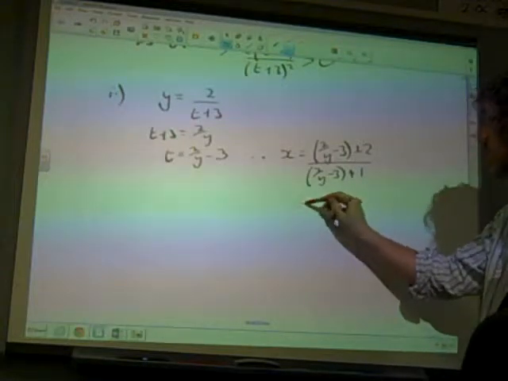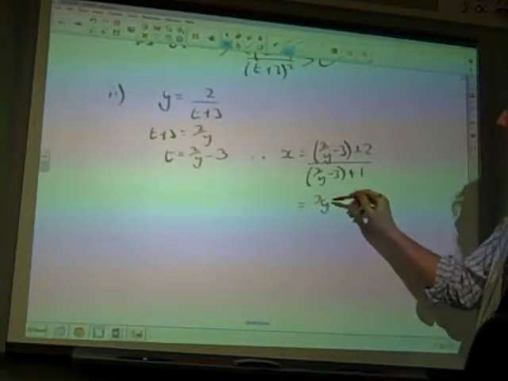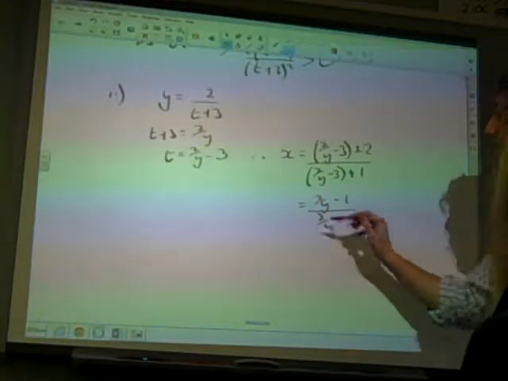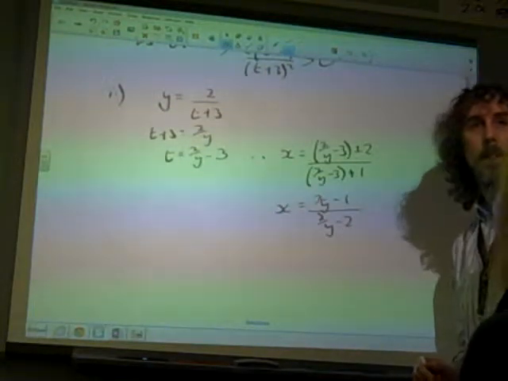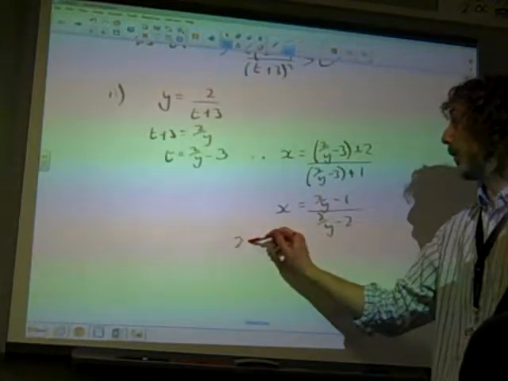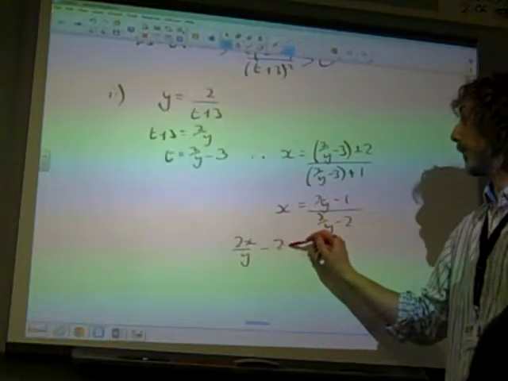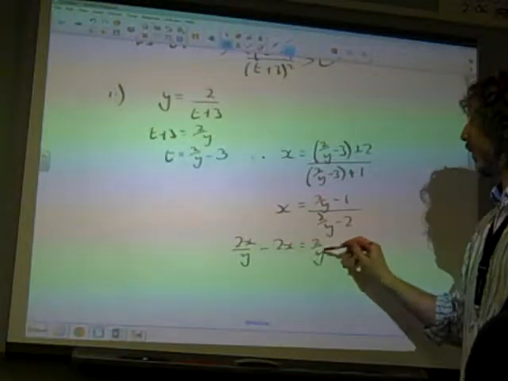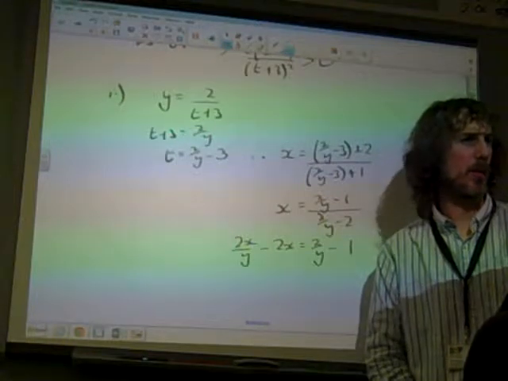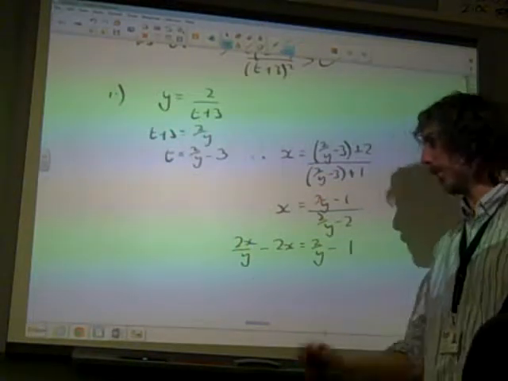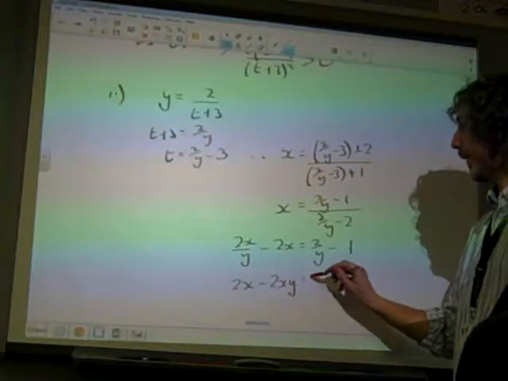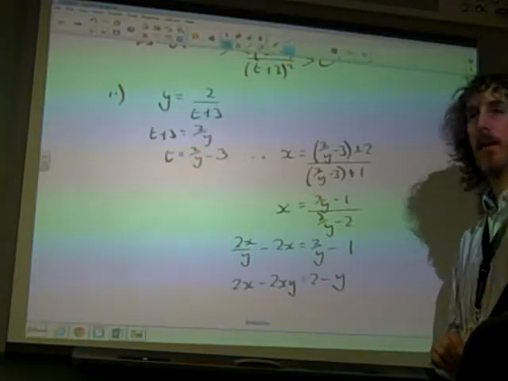Which gives us 2 over y minus 1 over 2 over y minus 2 is x. And if we multiply both sides by the denominator, we've got 2x over y minus 2x is 2 over y minus 1. And it did say in a form not involving fractions, so the last thing that we would do here is multiply by y: 2x minus 2xy is 2 minus y.